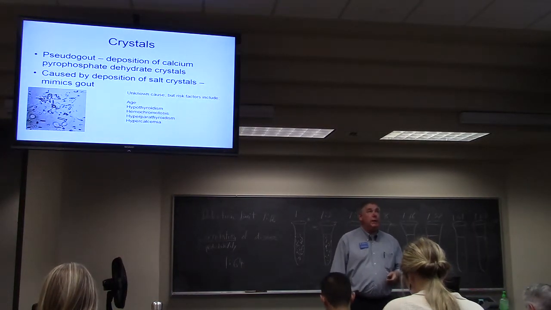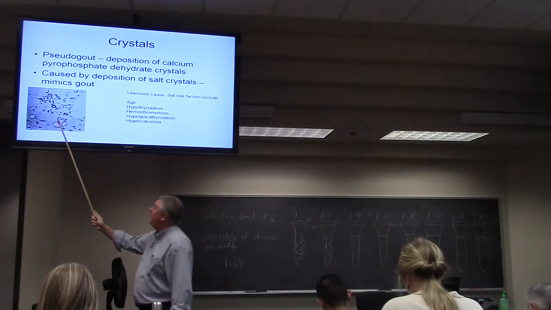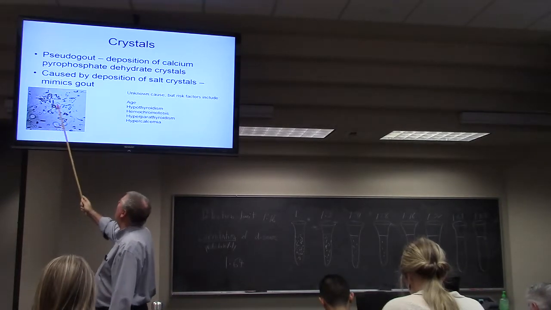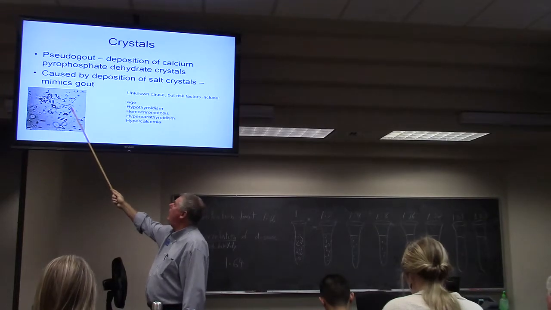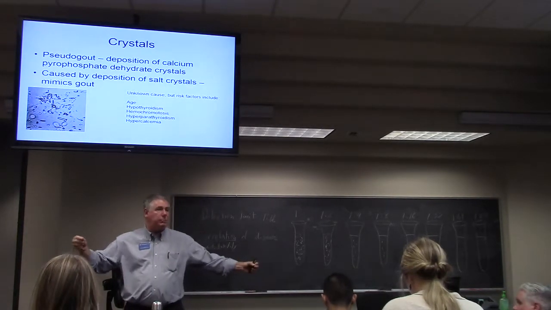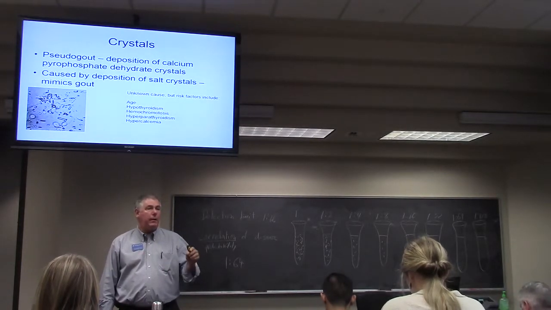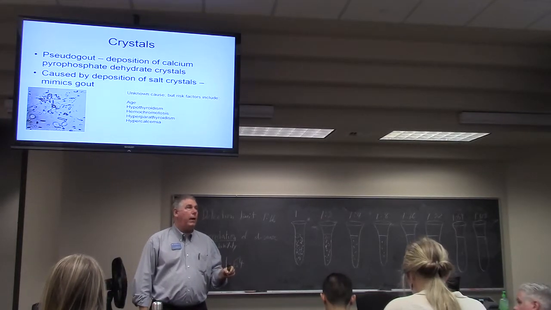Pseudogout is these pyrophosphate crystals, which look more boxy. Really not a good picture of them here. They look more like little tiny boxes, with blunt ends rather than sharp spines. And these are not negatively birefringent. You see them under regular light.